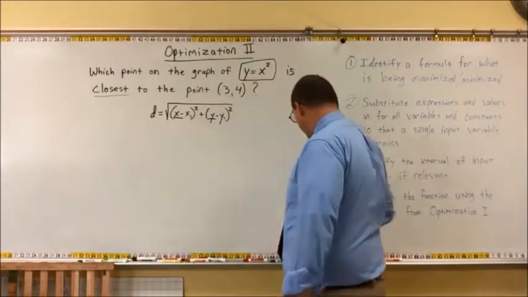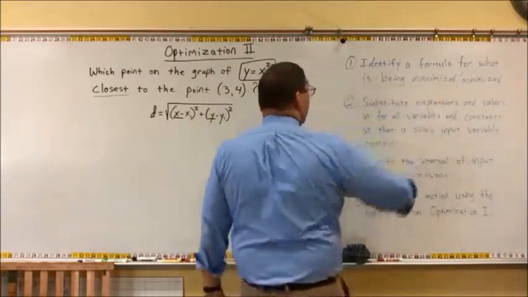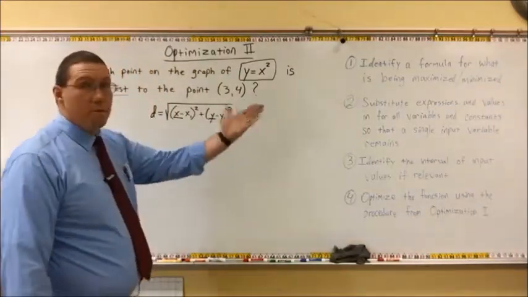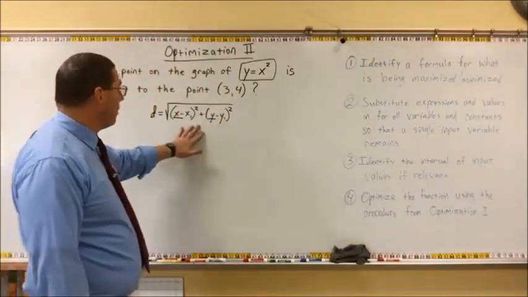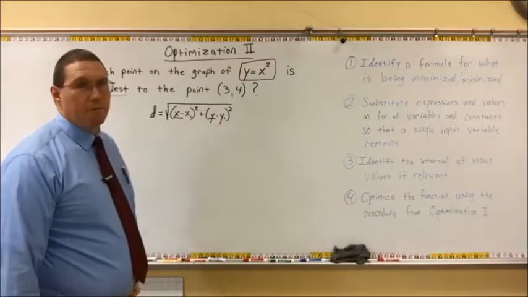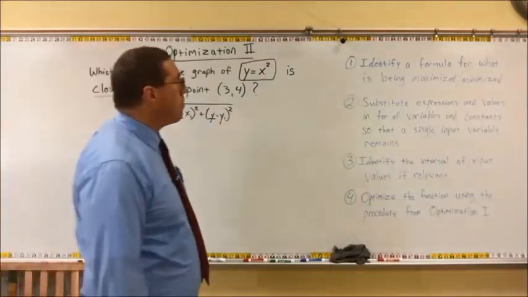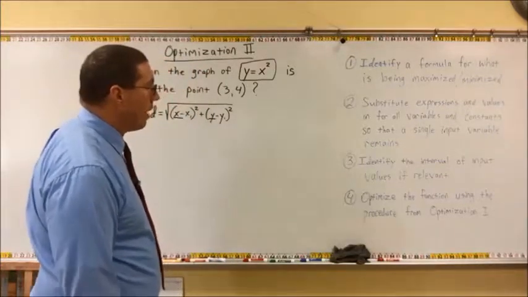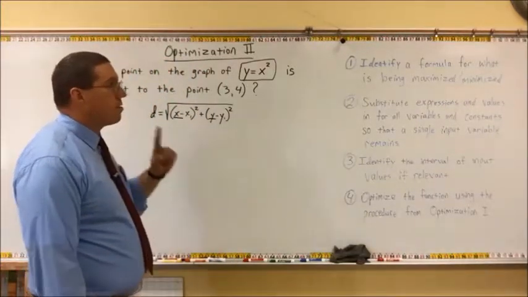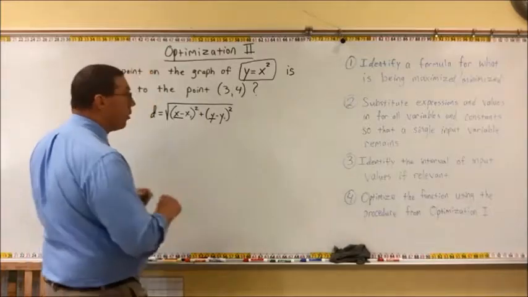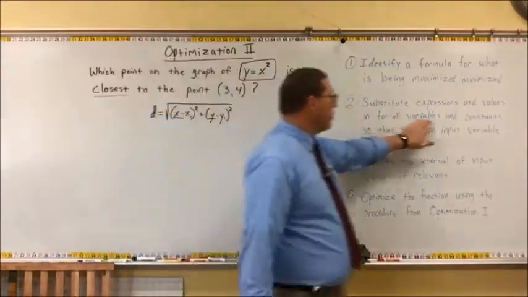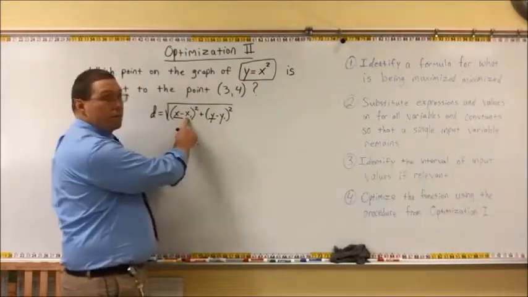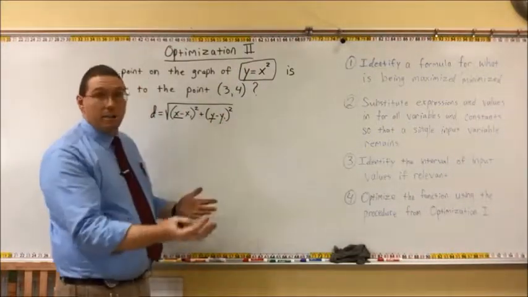Here's our distance formula. Step 1 is identify a formula for what is being maximized or minimized. Distance is being minimized, so we need a formula for distance. We have a formula for distance. Step 2, substitute expressions and values in for variables and constants so that a single input variable remains. Well, we're going to do both. We've got variables and we have constants. This x1, that's a constant. This y1, that's a constant.